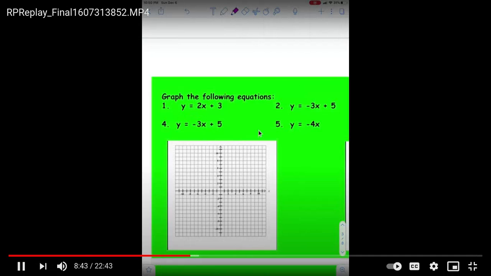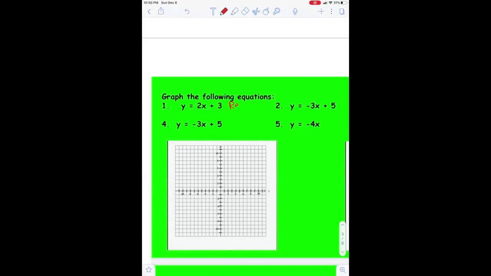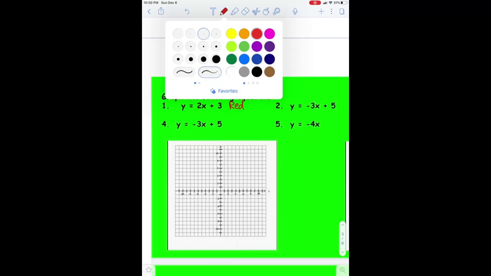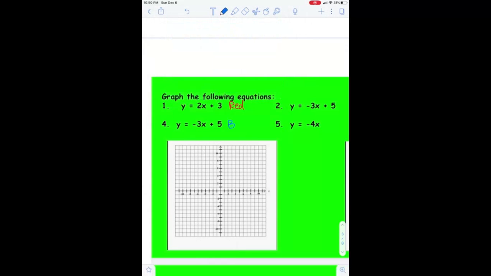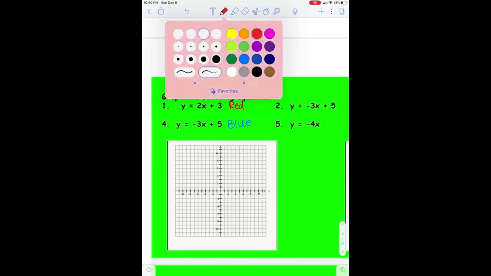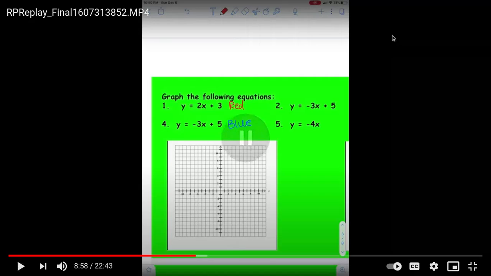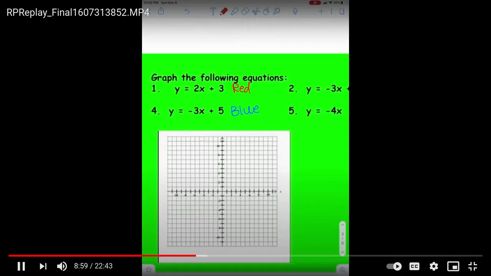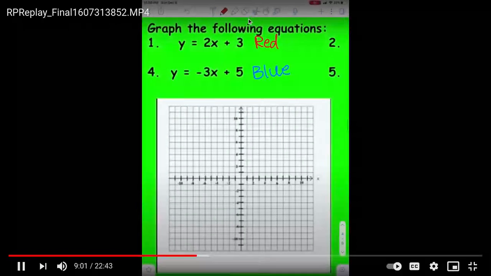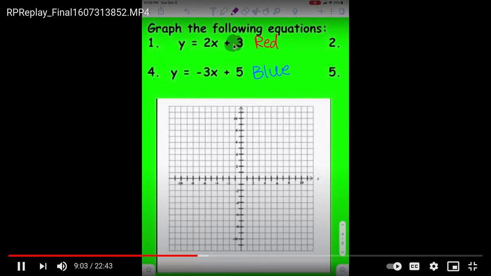I'm going to do 1 and 4 right here. And I'm going to do 1 in red, and I'm going to do 4 in blue. So you can kind of see how we graph these. So the first thing that I always do is look to see what the y-intercept would be. So on 1 right here, this +3, that's our b, that's our y-intercept. So I'm going to go on the y-axis and plot the point (0, 3) right here.